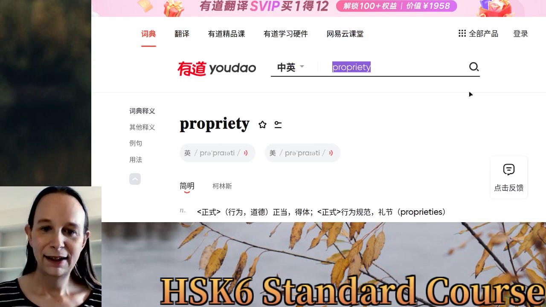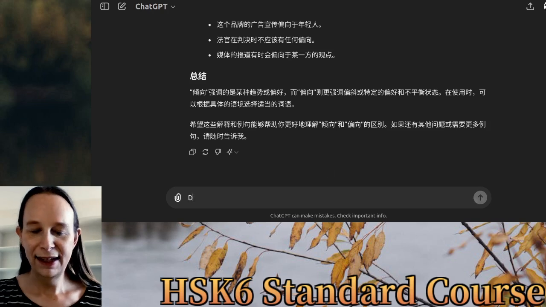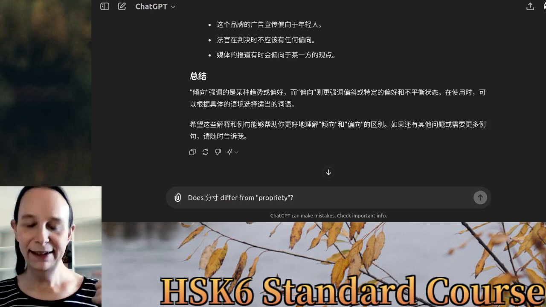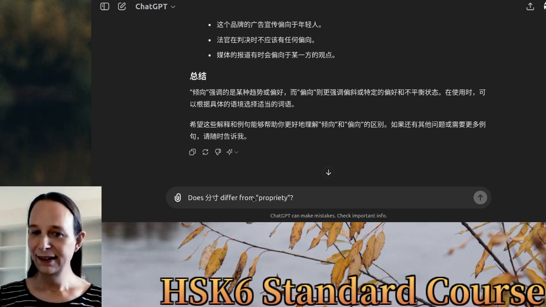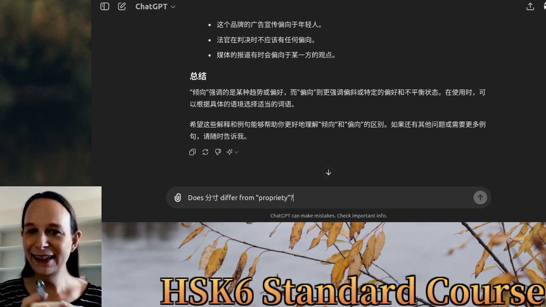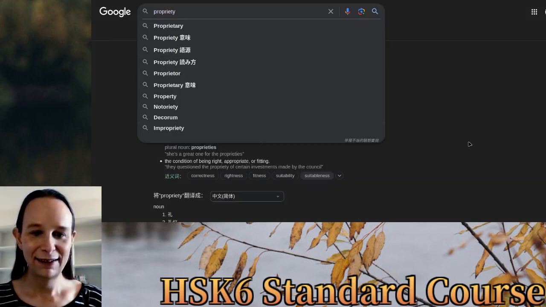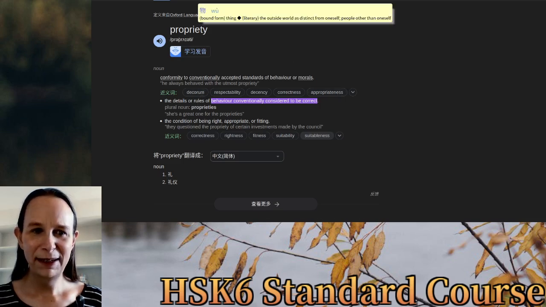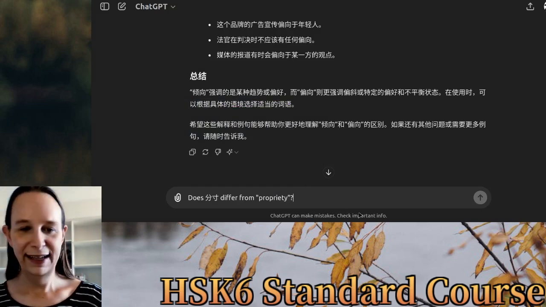Is it different? So let's just ask ChatGPT. Does 分寸 differ from propriety? It's not the same thing. Proper limits for speech or action. Is that not propriety? What's the definition of propriety? It's here somewhere, right? Yeah. That's this one, right? Details of rules of behavior conventionally considered to be correct. Yeah, it's propriety. Or decorum. Decorum works. Appropriateness, maybe? Didn't send.